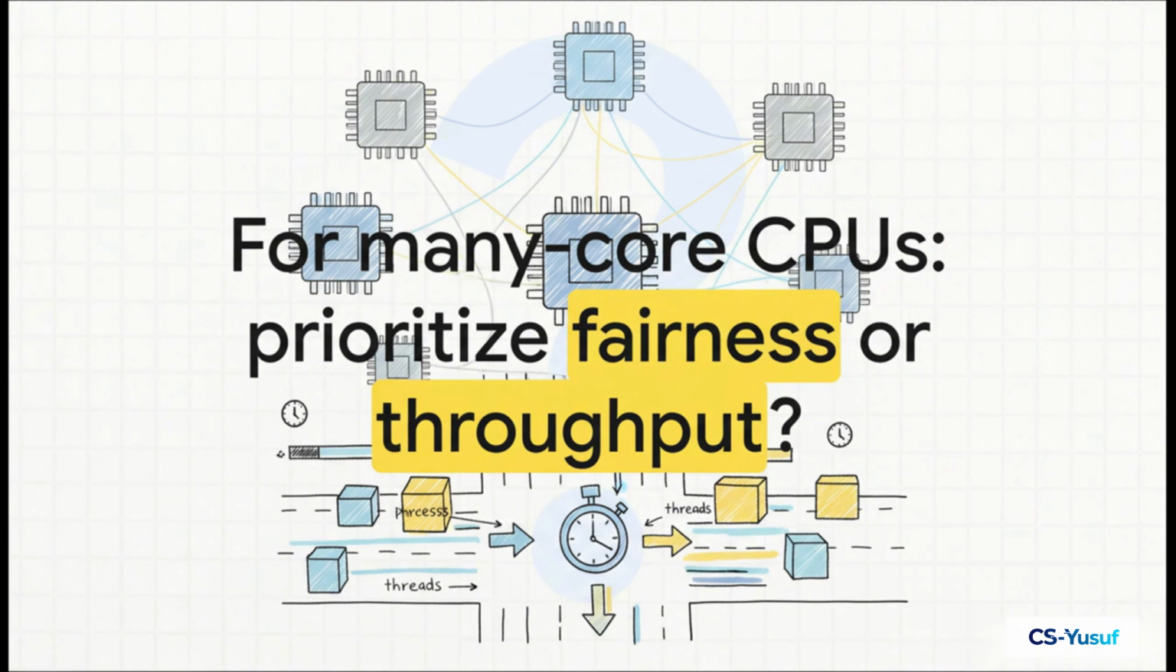And that leaves us with a bigger question to chew on. As we start moving from CPUs with 4 or 8 cores to chips with dozens or even hundreds of cores, what becomes more important for a scheduler? Is it making sure every single task gets a fair shake? Or is it about maximizing the raw total amount of work getting done, even if some tasks have to wait a little longer? That's a huge trade-off, and it's one of the big challenges that OS designers are grappling with right now.